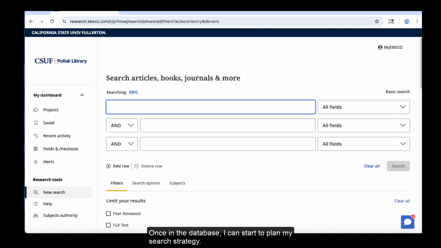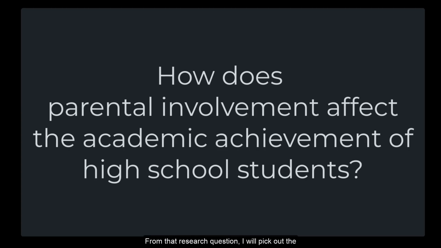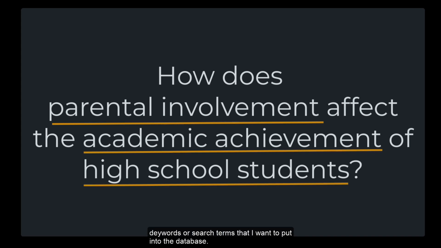Once in the database, I can start to plan my search strategy. Let's say that I was working on a research project that wanted to answer the question, how does parental involvement affect the academic achievement of high school students? From that research question, I will pick out the keywords or search terms that I want to put into the database. Research databases are not like Google. You can't put in a question because it will confuse the database. So you need to pick out the keywords you want to use to search.